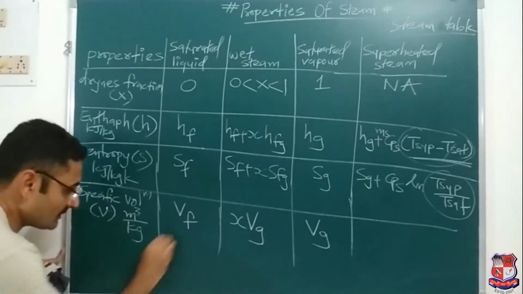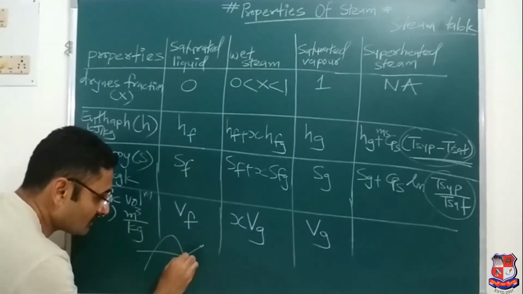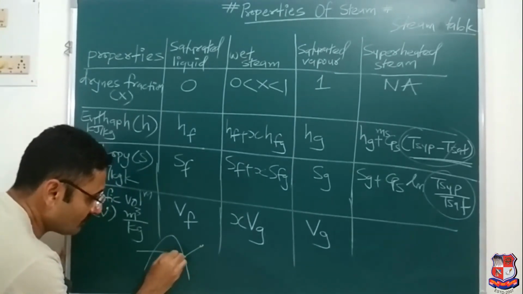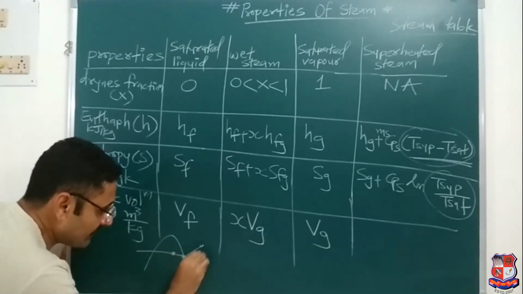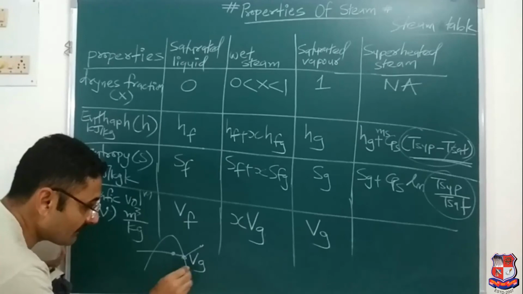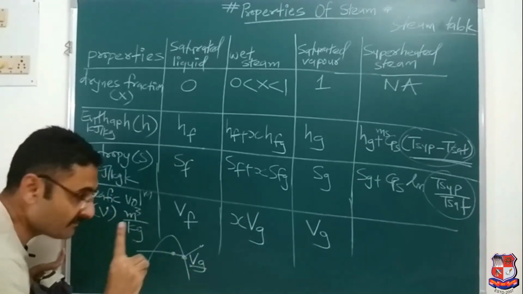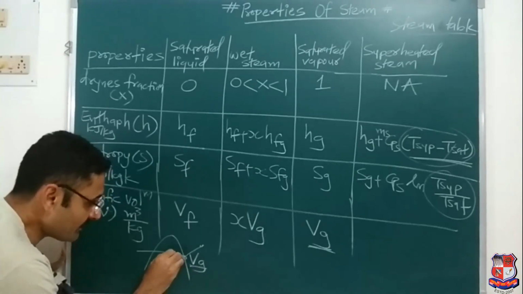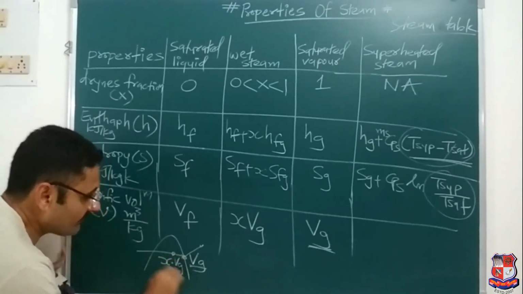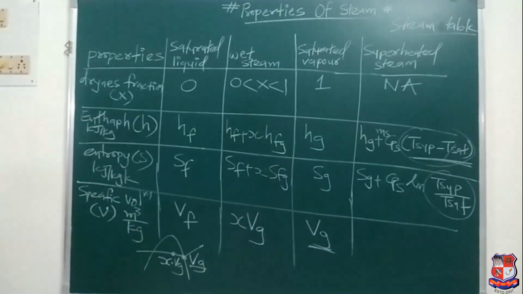That means on this curve, suppose I consider a point over here. That is your reference Vg. But Vg means what? Dryness fraction is 1. Dryness fraction 1 means saturated vapor. But over here the dryness fraction is x. So x multiplied with Vg. So this type of answer you will get.